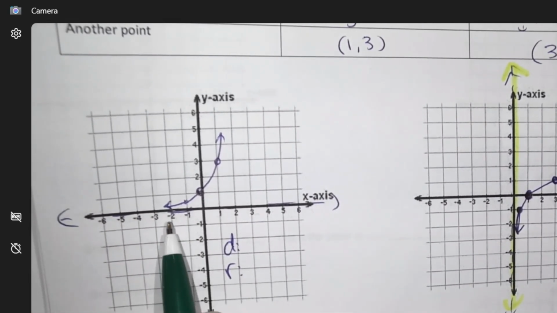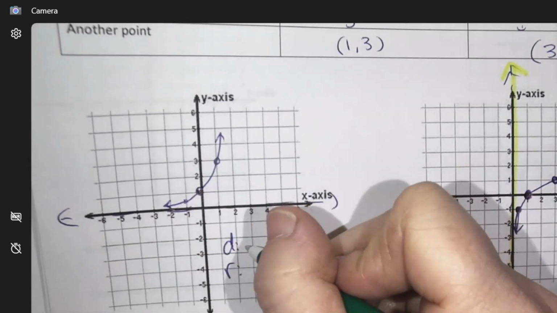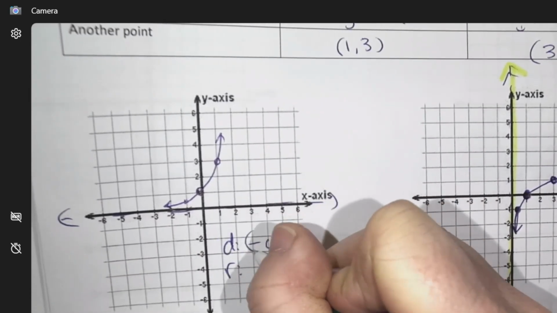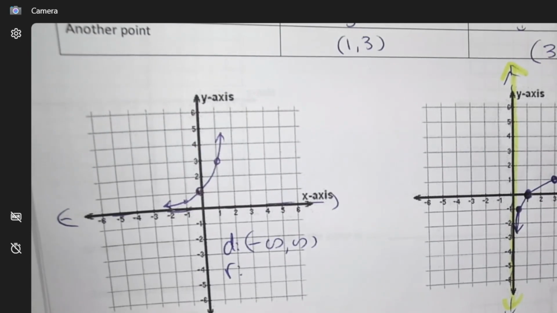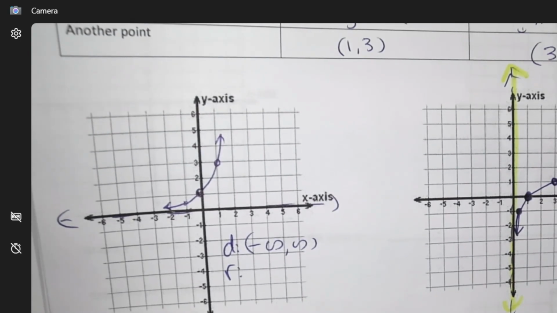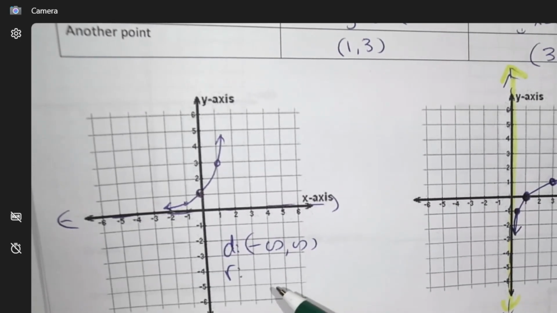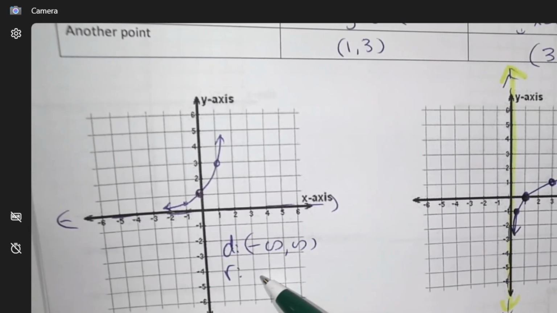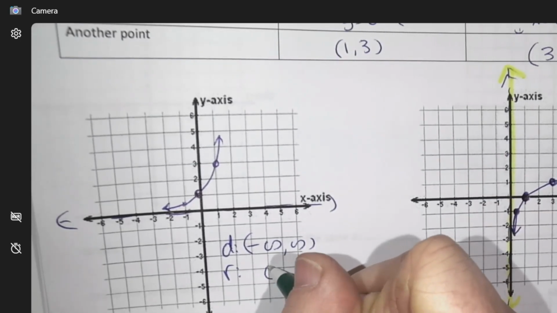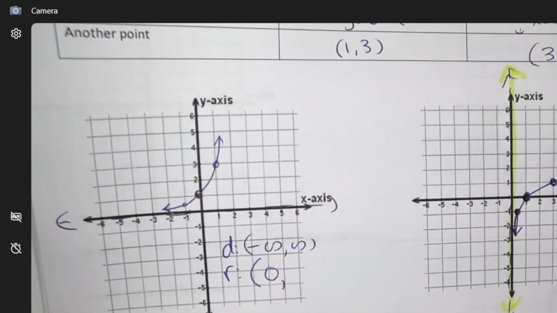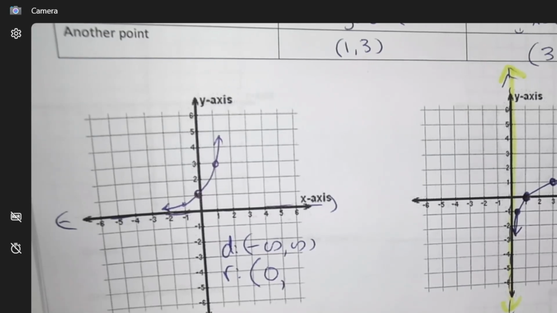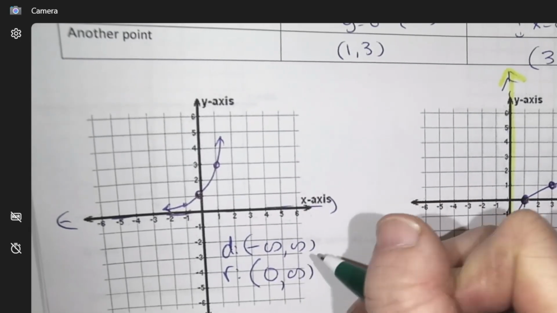So this domain would go forever left and forever right. And what's the range? What's the lowest? You'd be 0 height, round bracket, because you don't touch 0, up to infinity.